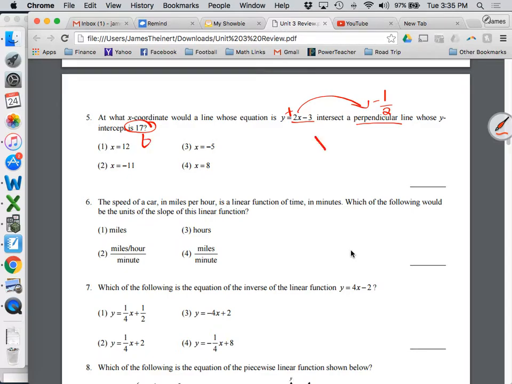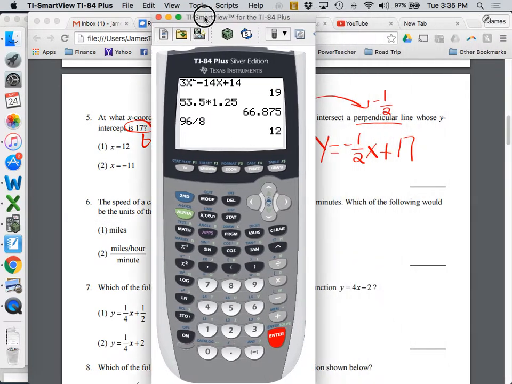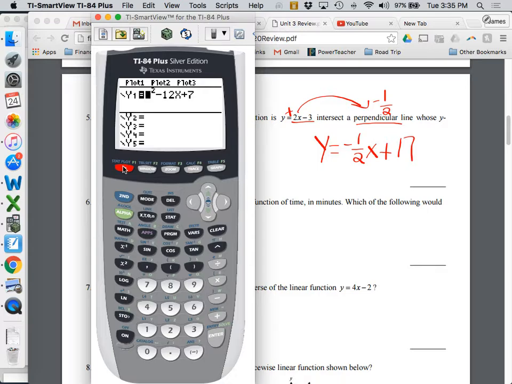So here's my real equation. Y equals -1/2 x plus 17. All right. At what x-coordinate do those two intersect? I love my calculator for this question. I'm going to grab it, go to y equals 2x minus 3, grab a fraction, negative 1 over 2x plus 17.